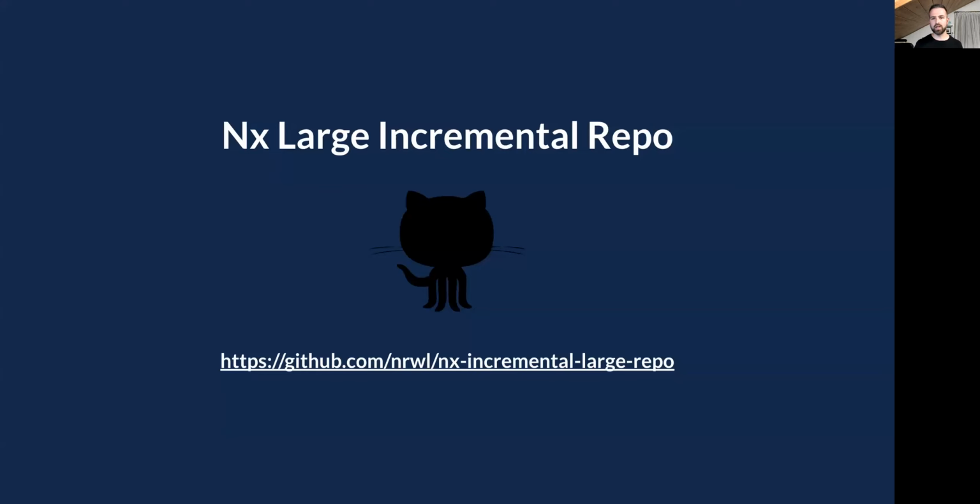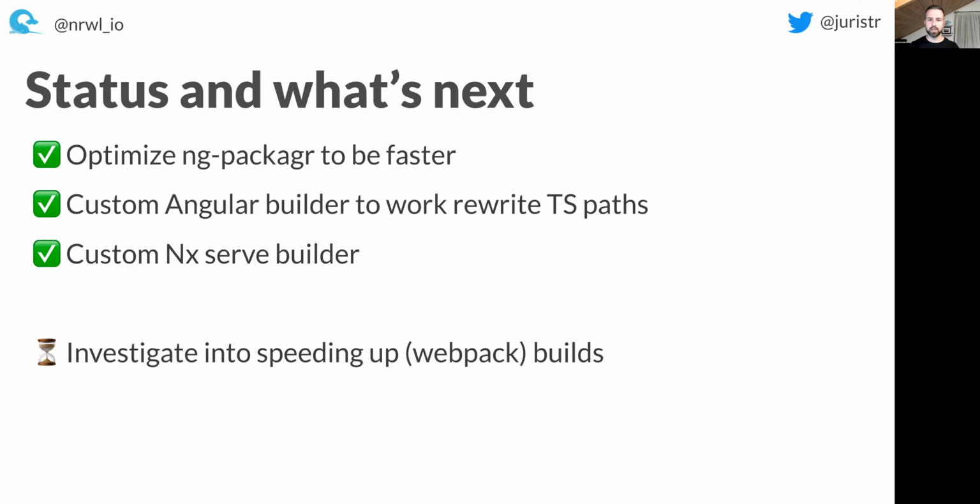And so if you're curious about this and you want to play around with it, we have a repository on our Nrwl GitHub account, which is the NX incremental large repo. So you can go there. There's a README that explains how to download the repository, how to bootstrap it, and what actually you can find there. And so just to conclude, what is the status about this and what's next?